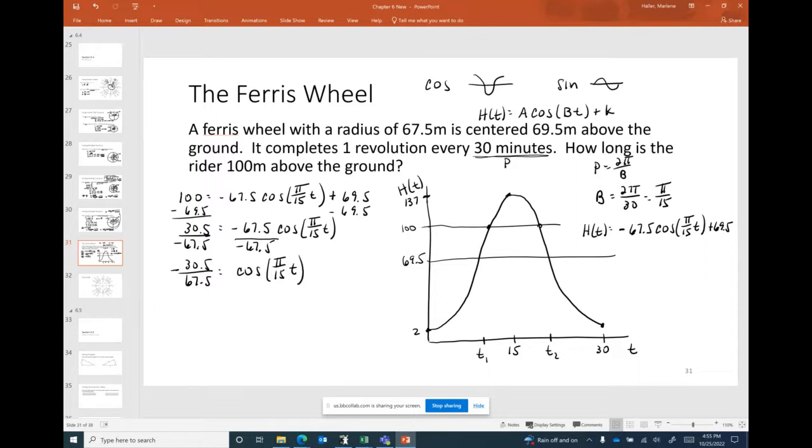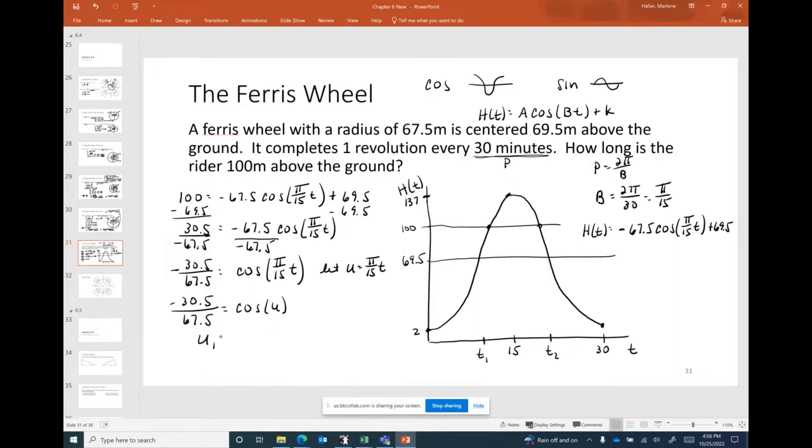Okay, we're going to need to make a u substitution here. So we'll let u equal pi over 15t. We're going to rewrite this with u, and then we'll solve for u. So negative 30.5 over 67.5 equals the cosine of u. All right, let's take the inverse cosine of both sides.